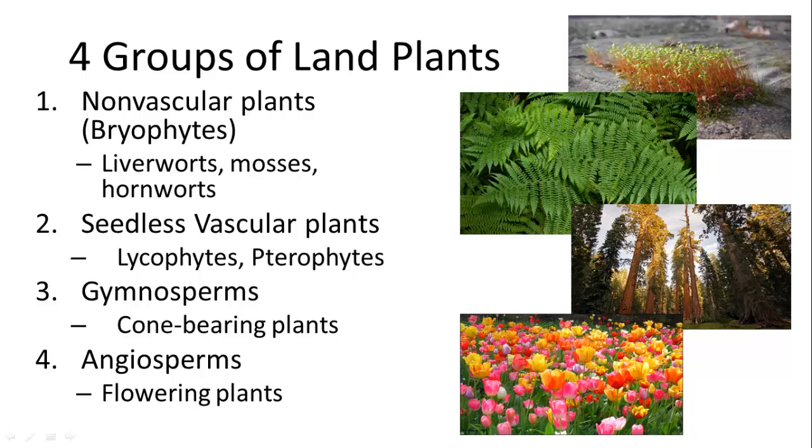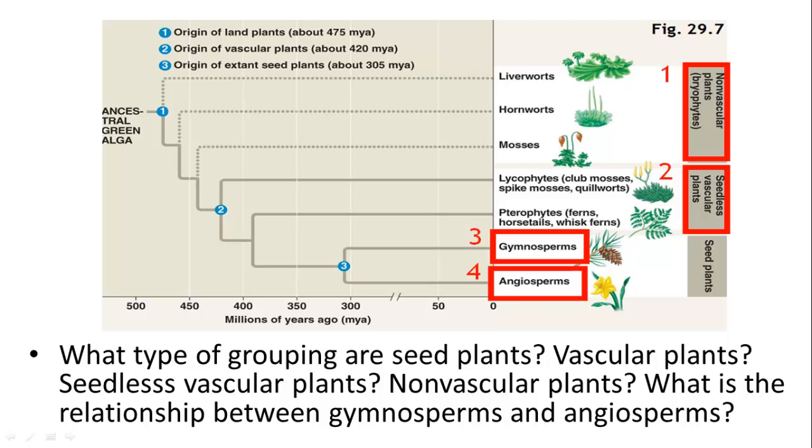There are four groups of land plants. Non-vascular plants, which include the mosses, are the most well-known group, liverworts and hornworts as well. Seedless vascular plants, which are the lycophytes and pterophytes. Pterophytes are our ferns. Gymnosperms, which are cone-bearing evergreen plants, and angiosperms, which are flowering plants. Each of those has different characters, which sets them apart from the other.